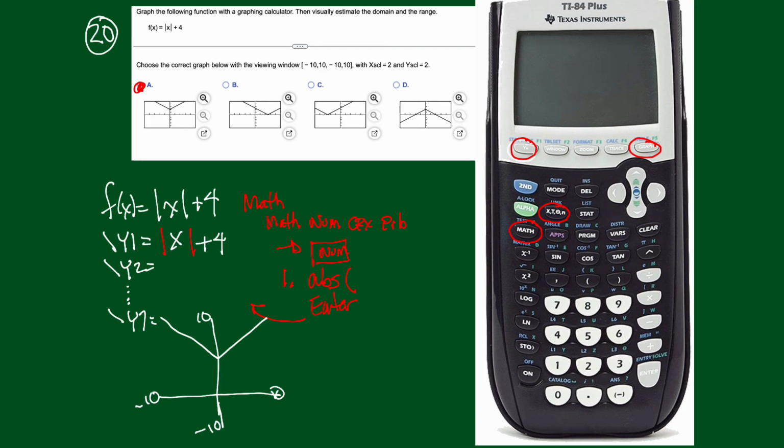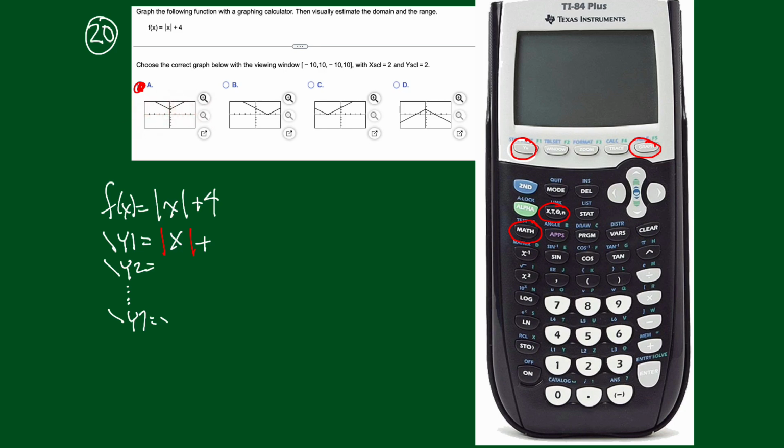Now we have to estimate the domain and the range. So I'm going to get us some room here. I'll get rid of this stuff right here. And let's look at these graphs. All right, now we are thinking that this is graph A. Now the domain, these are the X values. The X values are along the horizontal. So look at these horizontal values.